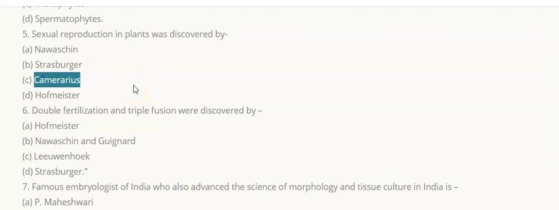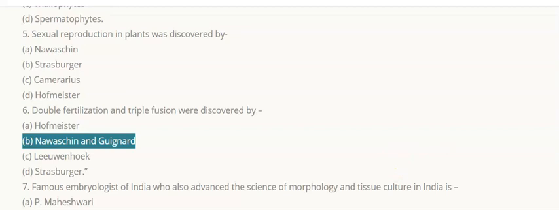Then we move to our next question. Question number 6. What is double fertilization and triple fusion? This was a corollary. So these were discovered by, there are 4 options given here: Hofmeister, Nowotny and Guignard, Leeuwenhoek and Strasburger. So we go with our option B, very commonly known answer, Nowotny and Guignard.